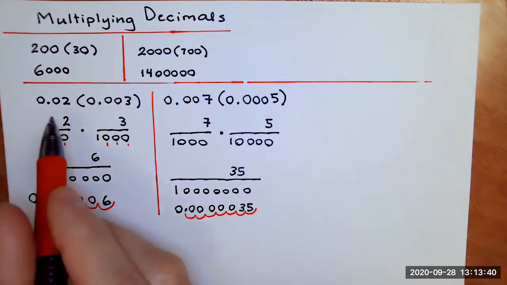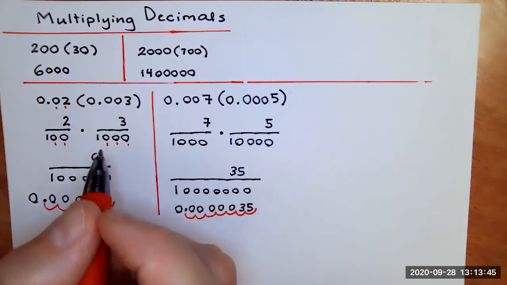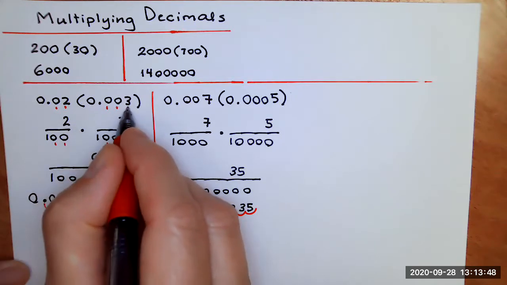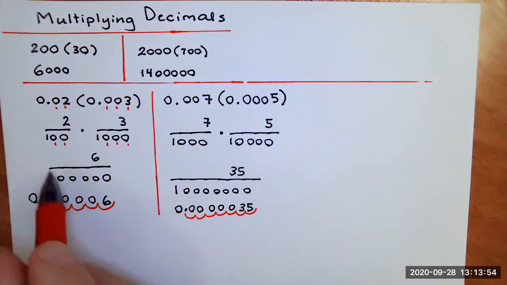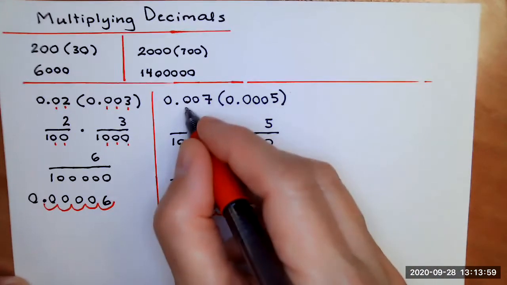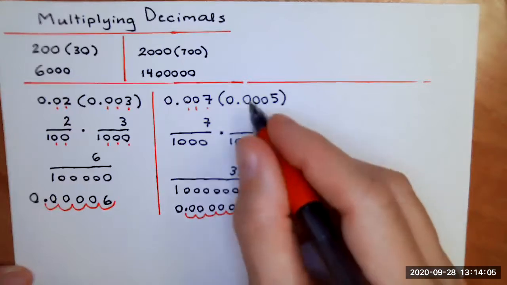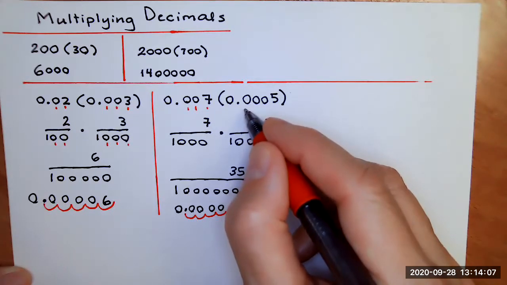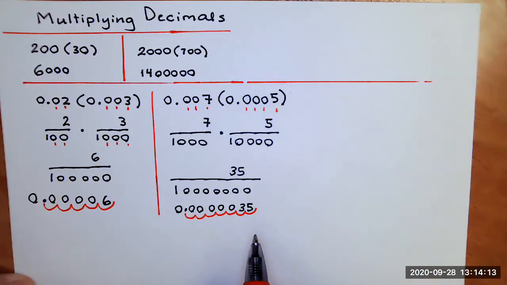So let's review. When we multiplied this one, we had 2 spaces behind the decimal point times something with 3 spaces behind the decimal point, and we ended up moving 5. 2 plus 3 makes 5. Here we multiplied something with 1, 2, 3 spaces behind the decimal point, multiplied it by something with 1, 2, 3, 4 places behind the decimal point, and we ended up moving 3 plus 4, or 7 spaces.